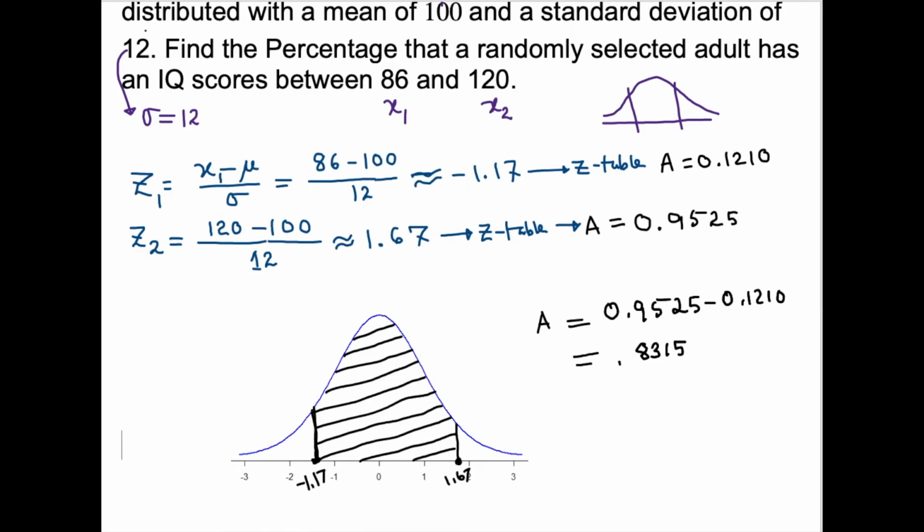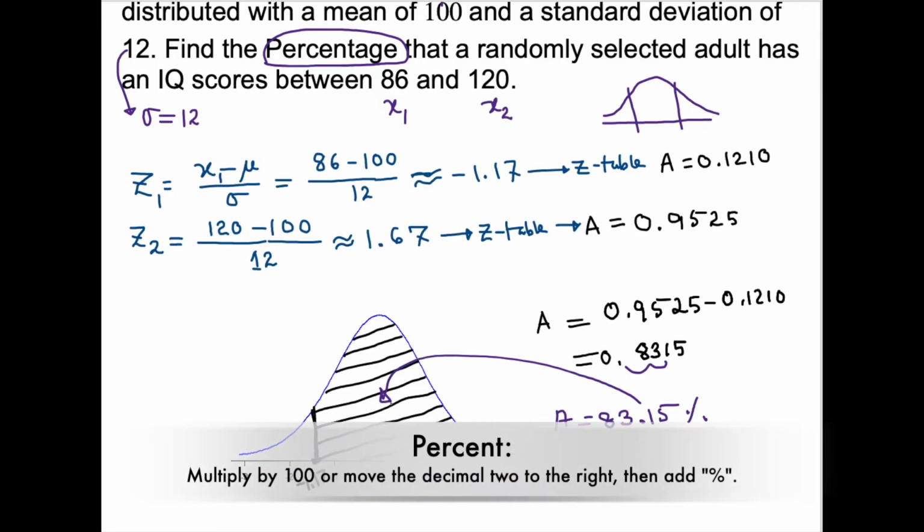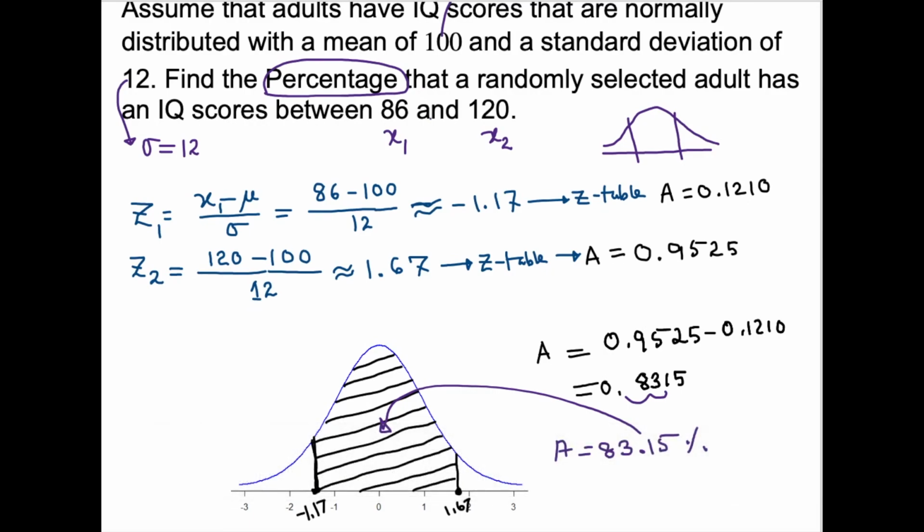So we technically have 0.8315. Now there is a question asked here: find the percentage. In this case we move the decimal 2 places to the right, so the area is 83.15 percent. That is the area in between. Since it's in between, we have 2 x values, so we have to find 2 z scores.